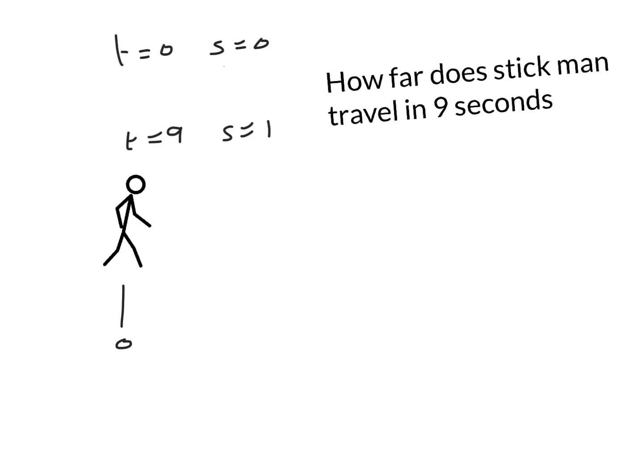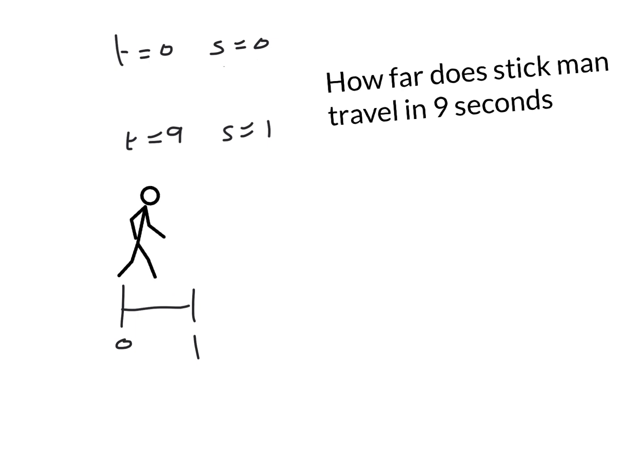How far does Stickman travel in 9 seconds? We're given some initial conditions. When time is 0, displacement is 0, so I've got him here. And then we're told after 9 seconds his displacement is 1. So after 9 seconds he will be there. So does that mean he's travelled 1 metre?